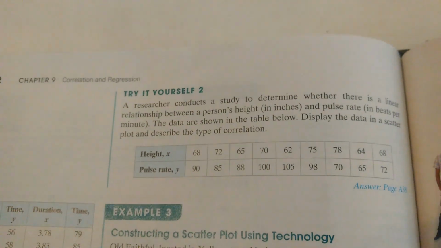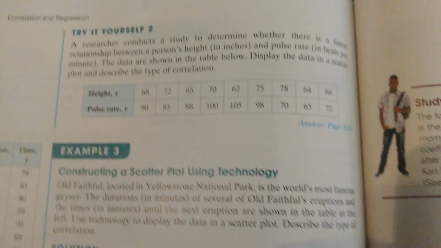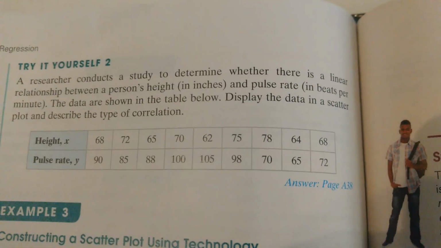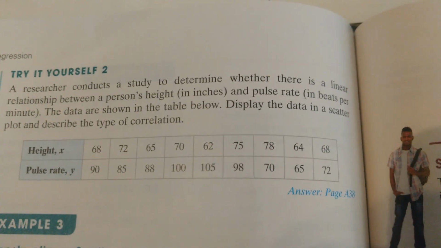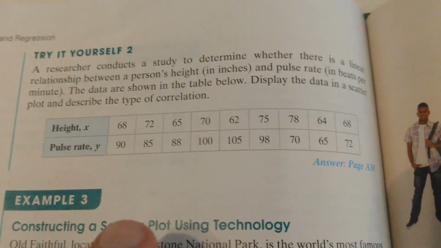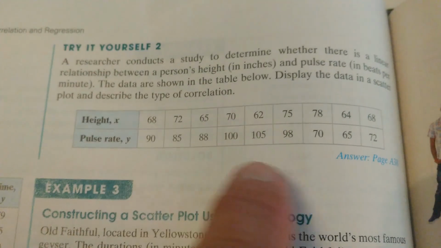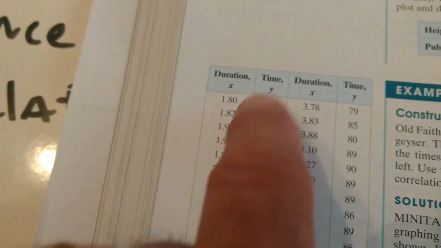We can figure this out, and here I'm doing Try It Yourself on page 472. The problem says a researcher conducts a study to determine whether there is a linear relationship between a person's height and their pulse rate. If you look at the columns here, x is the first column, y is the second column, just like in math.